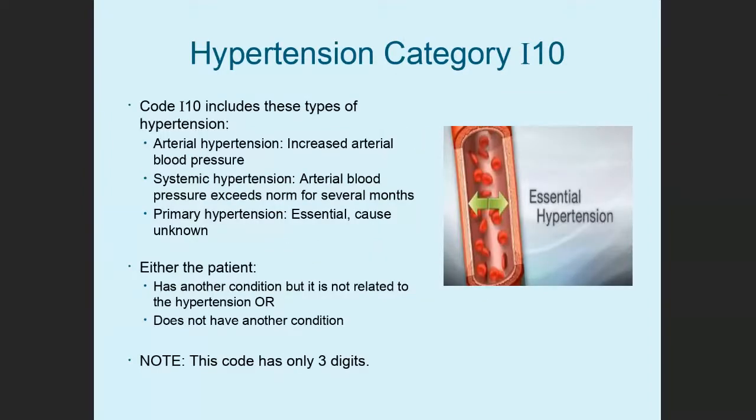Let's start with the most straightforward, easy one, I10, essential hypertension. Note that this code has only 3 digits. So I10 is arterial hypertension, systemic hypertension, primary hypertension. Either the patient has another condition, but it is not related to the hypertension, or does not have any other condition. So this is no other condition is related to the hypertension.